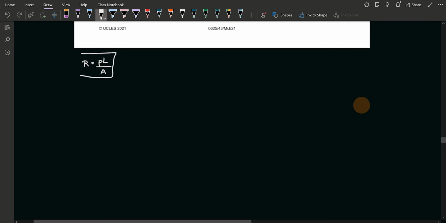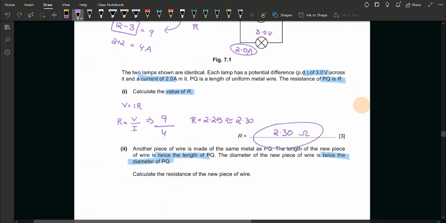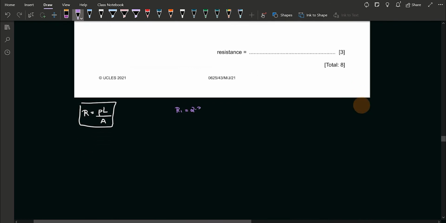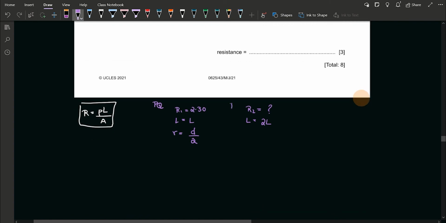Okay, so the information we are given in the question is R1. We found it in the first part, which is 2.30, and we know that the length of the wire PQ is going to be L, and the radius is going to be D by 2, and R2 is what we are supposed to find. The length, in the question it mentions, is 2L, which is twice the length of PQ, and this we're writing for, let's say, RS.